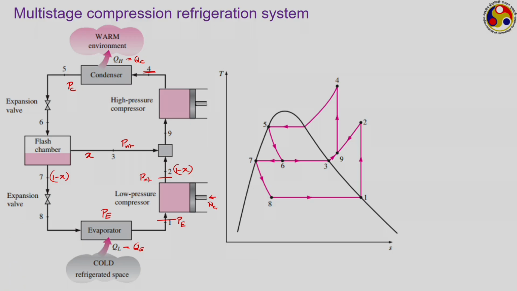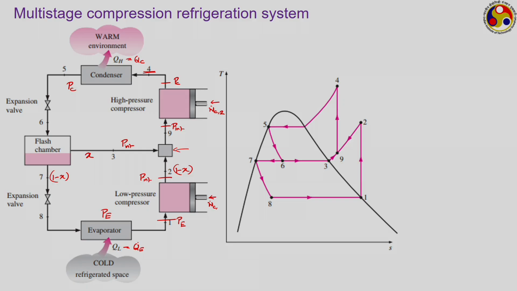Here we have 1 minus X fraction of superheated vapor, whereas we have X fraction of saturated vapor coming from the flash chamber. They mix with each other here, and then the total quantity of vapor at this intermediate pressure goes to the higher level compressor, where it gets compressed up to the final pressure of PC, and we need WC2 amount of work input there.